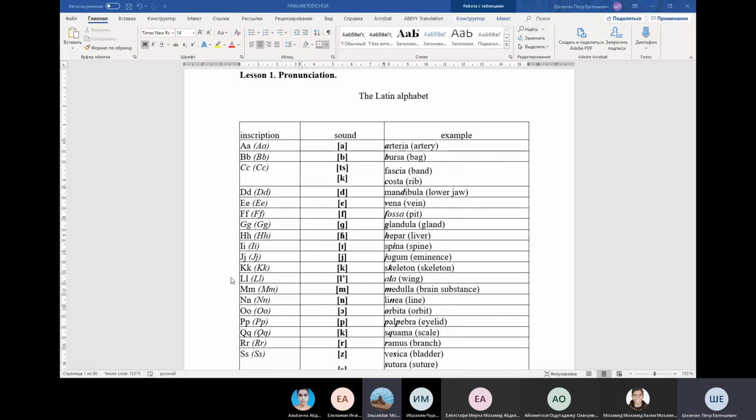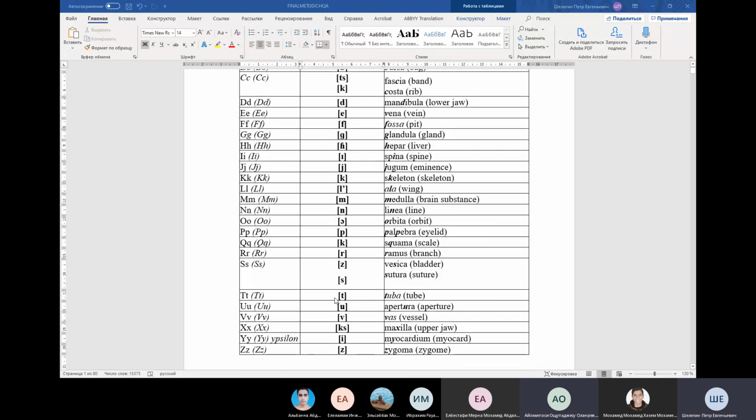Next comes the p, giving the sound of p. No extra rules for this one. The eyelid. Palpebra. Yep, palpebra.